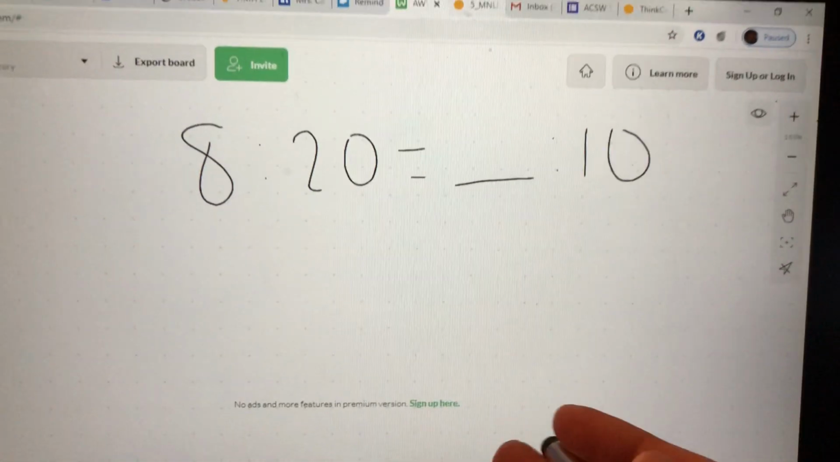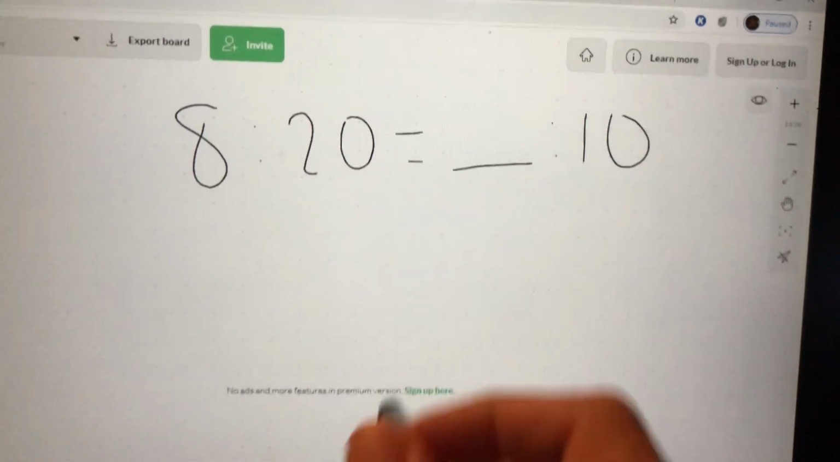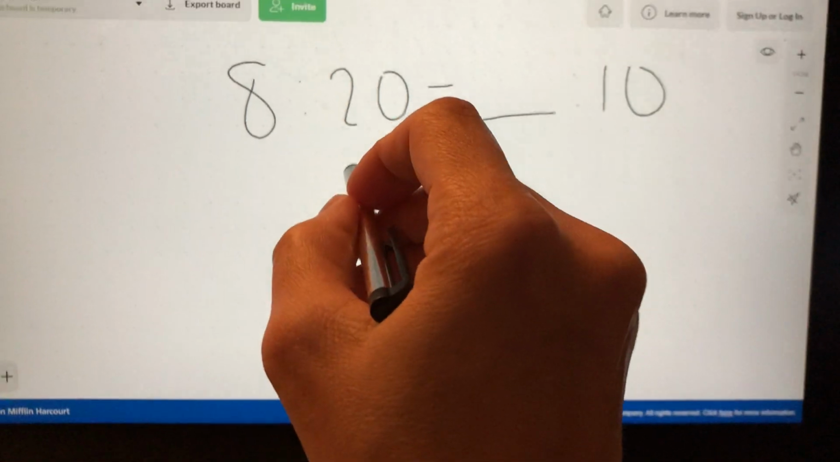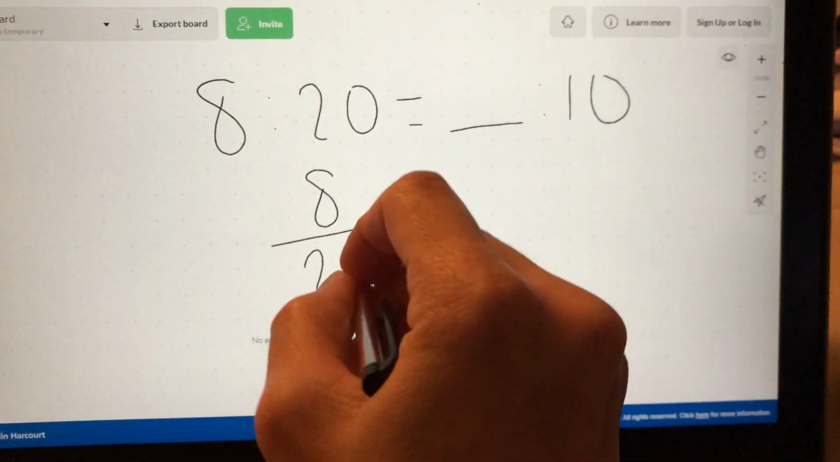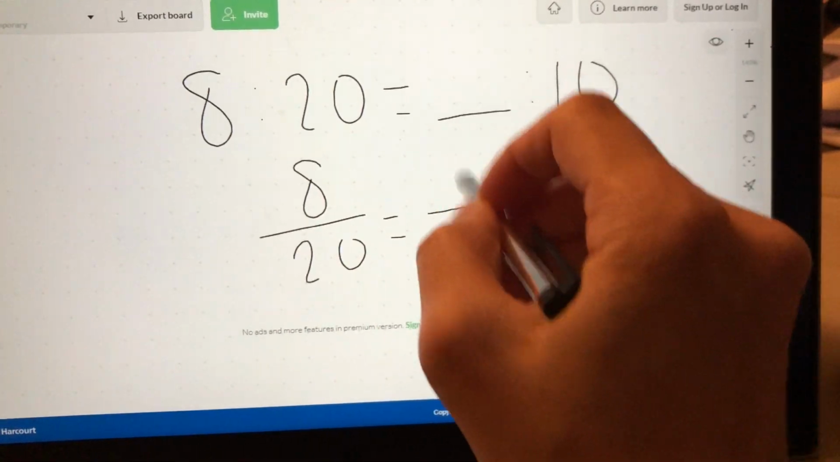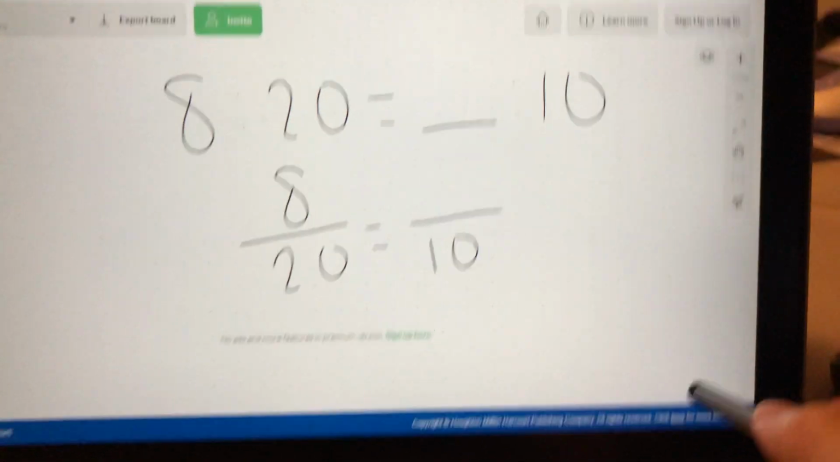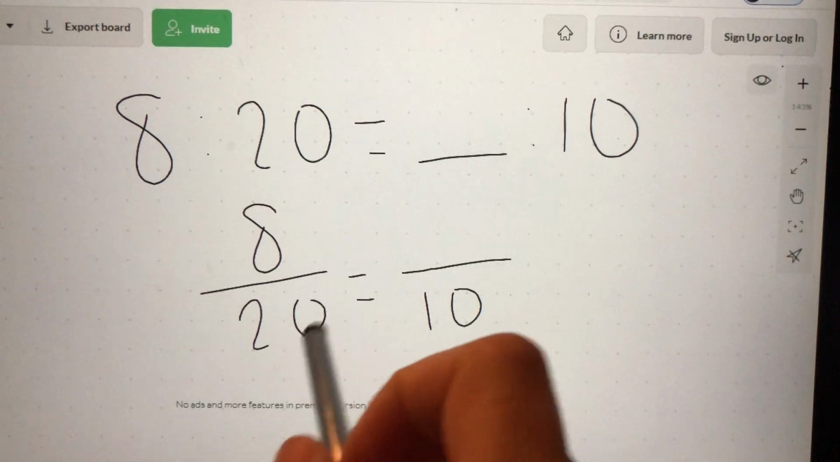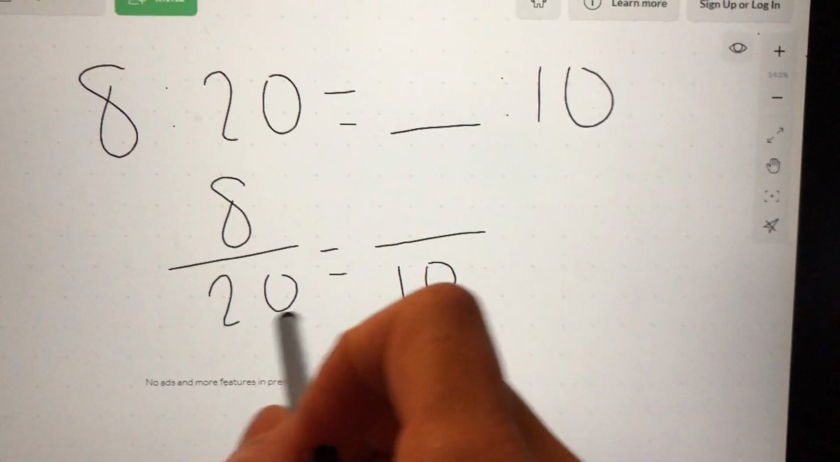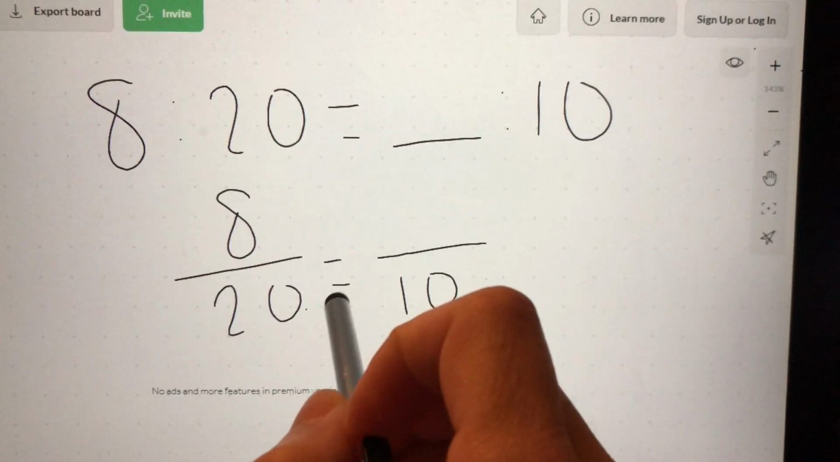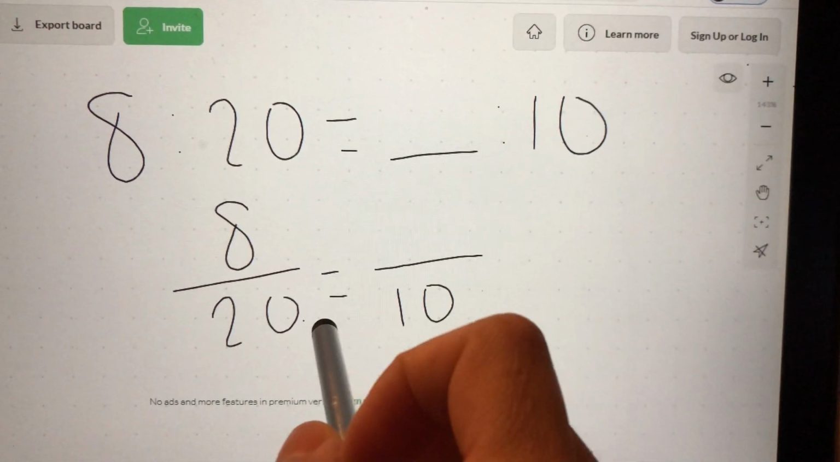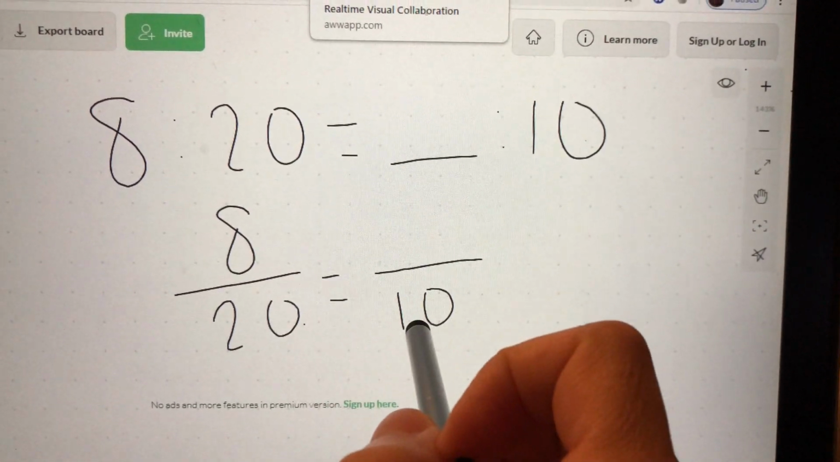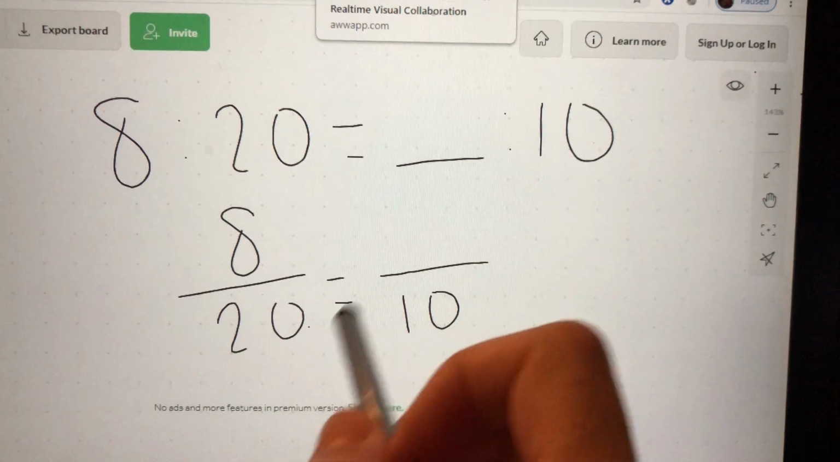Okay, so it's kind of like doing equivalent fractions, very similar. So we're going to go ahead and write this as a fraction. 8 over 20 equals something over 10. Now, if you notice, the only tricky part here is that nothing times 20 would give us 10. So I can't say down here 20 times what is going to give us 10. So since our number is getting smaller, we're actually going to do the opposite of multiplication and divide.